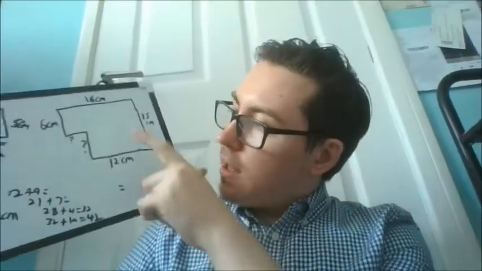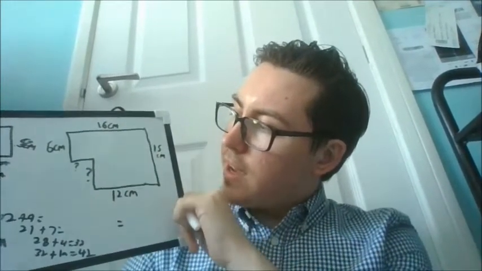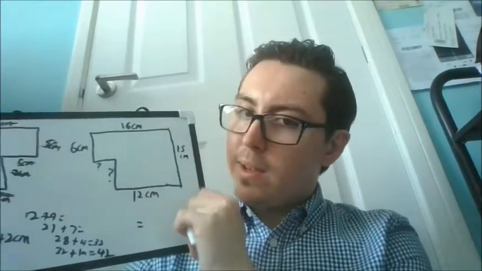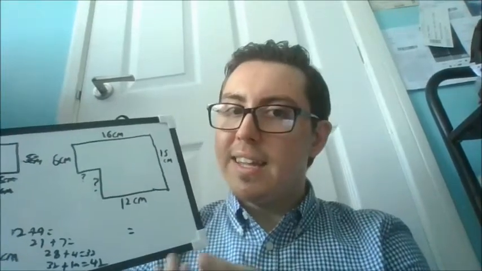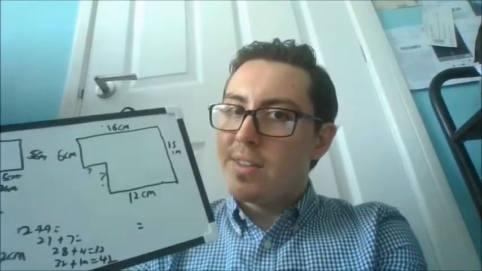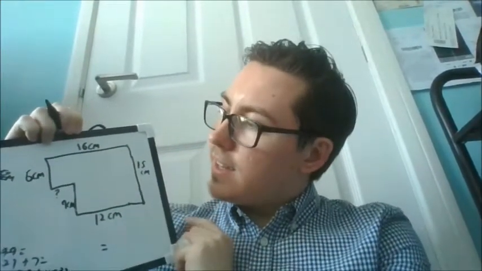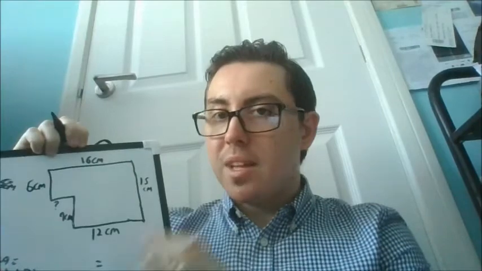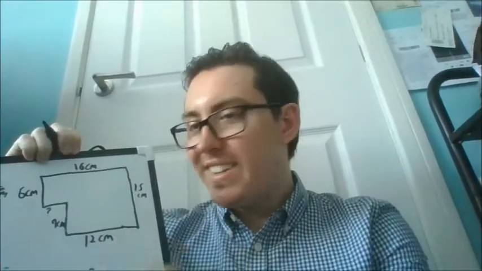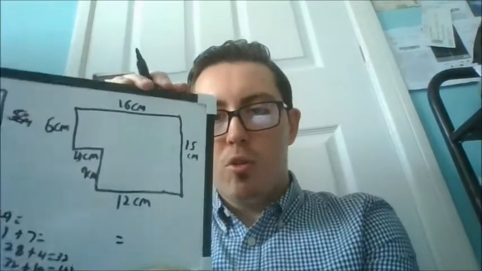Okay, so let's move on to our next one. So let's work out this question mark. So this is our length. The total length is 15 centimetres. What other length do we see? We have 6. So let's take away 6 from 15. 15 take away 6 is 9. So this is 9 centimetres. Okay, now we need to look for our width. So our total width is 16 centimetres. What other width do we have? We have 12. So 16 take away 12. What's the difference between 12 and 16? The answer is 4. So this is our last width, and it's 4 centimetres. Okay, so there's all our measurements.